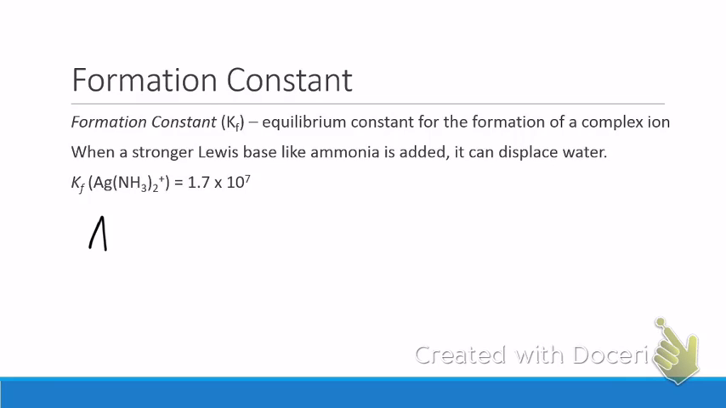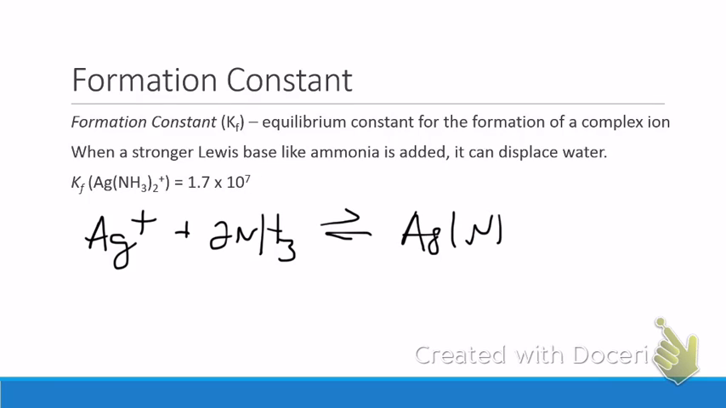And we often write these reactions in a simplified form where we leave out water. So you would just have silver plus ammonia yields the complex ion, silver with 2 ammonia bound, still with a charge of 1 plus. Always remember that the charge on both sides of your equation should be equal.